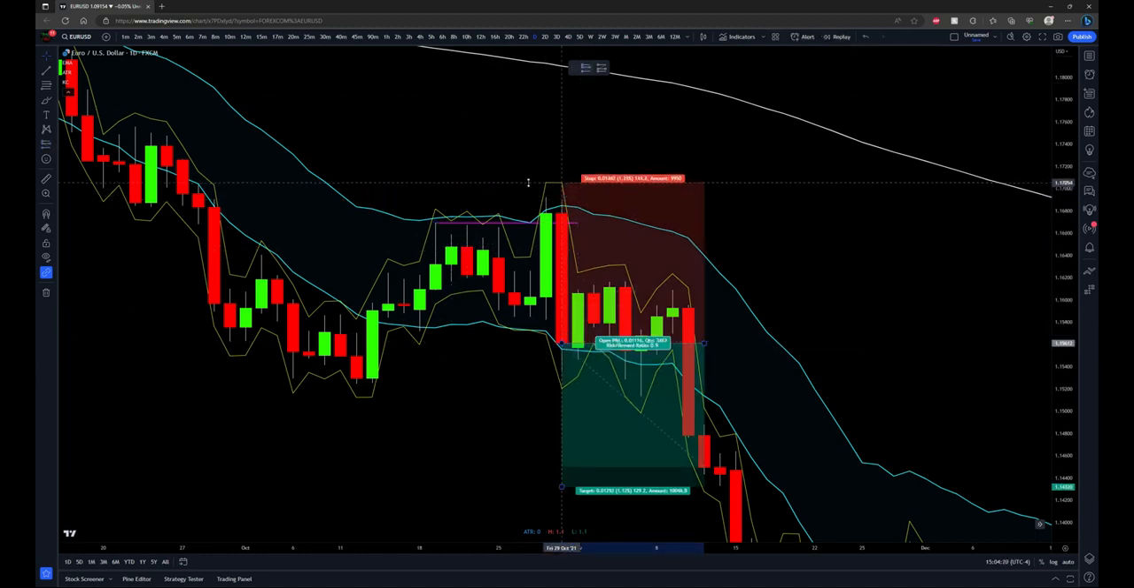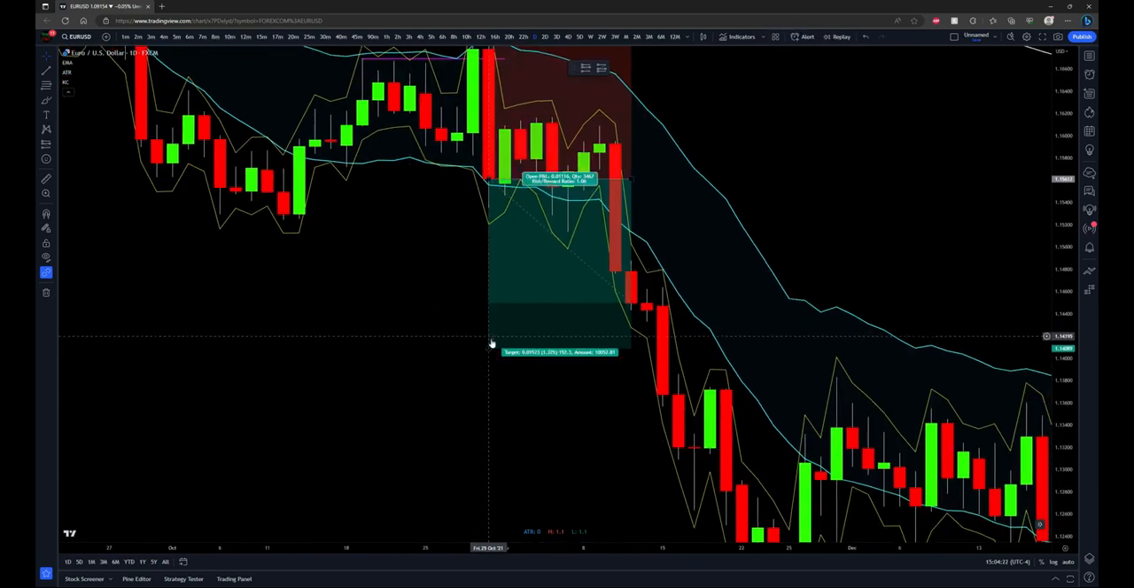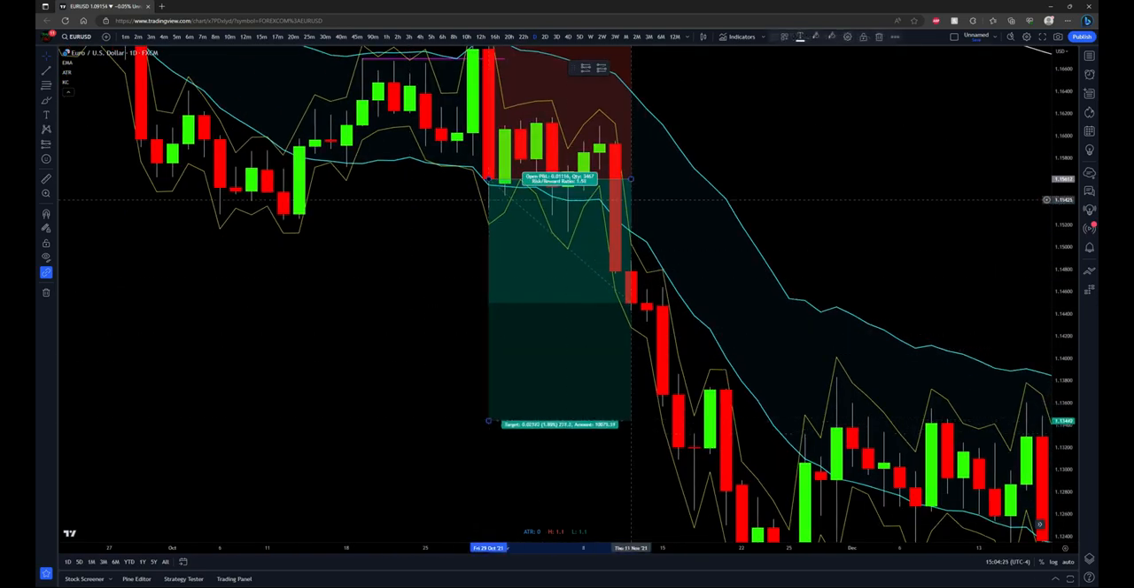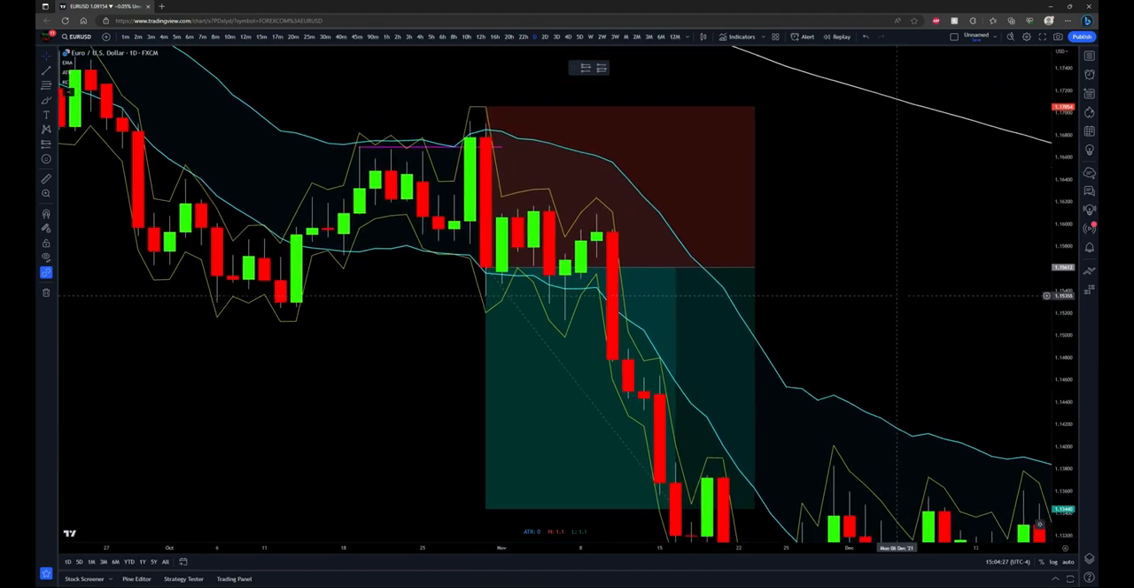So stop loss to the ATR stop loss indicator, targeting a 1 to 1.5 risk to reward ratio for this test, and that's the trade setup. So let's go to some long examples now.